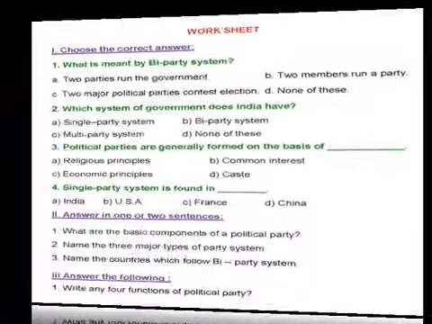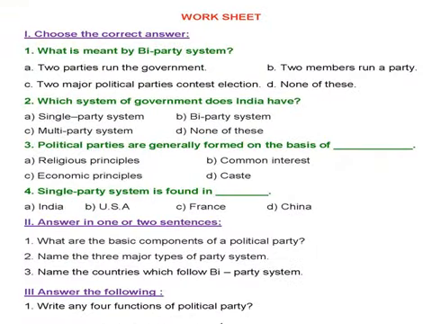A small worksheet for you. Roman number 1, choose the correct answer. What is meant by a bi-party system? Option 1, 2 parties run the government. Option 2, 2 members run a party. Option 3, 2 major political parties contest election. Option D, none of these.